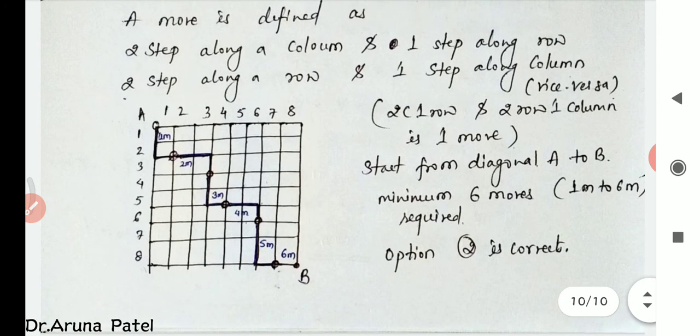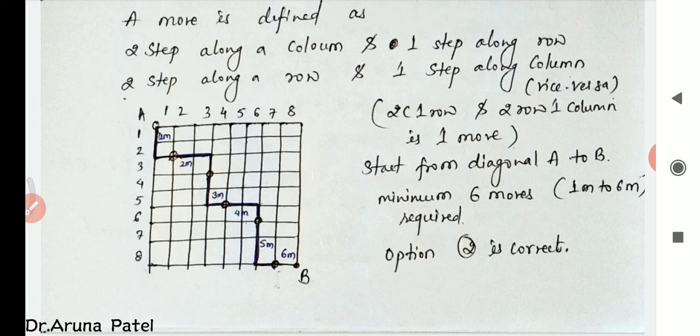So here, if we start from A to B, going diagonally, so 2 steps along the row, 1 step along the column. So you get the first move. Then again 2 steps along the column and 1 step along the row. So you take the second position. Then 2 steps along the row, 1 step along the column. Then you get the third move, and then again 2 steps along the column, 1 step along the row. So you get the fourth move, and in the fifth move, 2 steps along the row, 1 step along the column. The fifth move, and the last is the sixth move. So you get 1 step along the row and you will get position B.